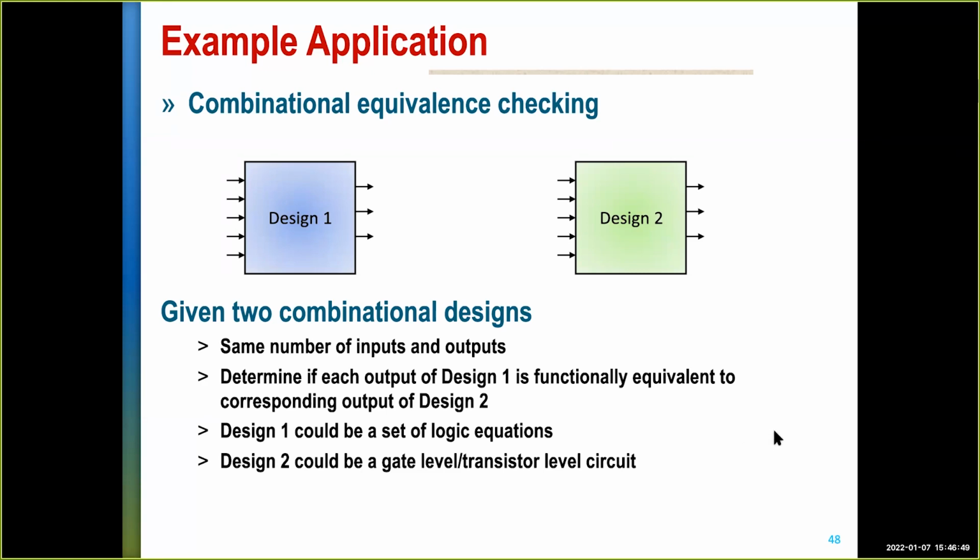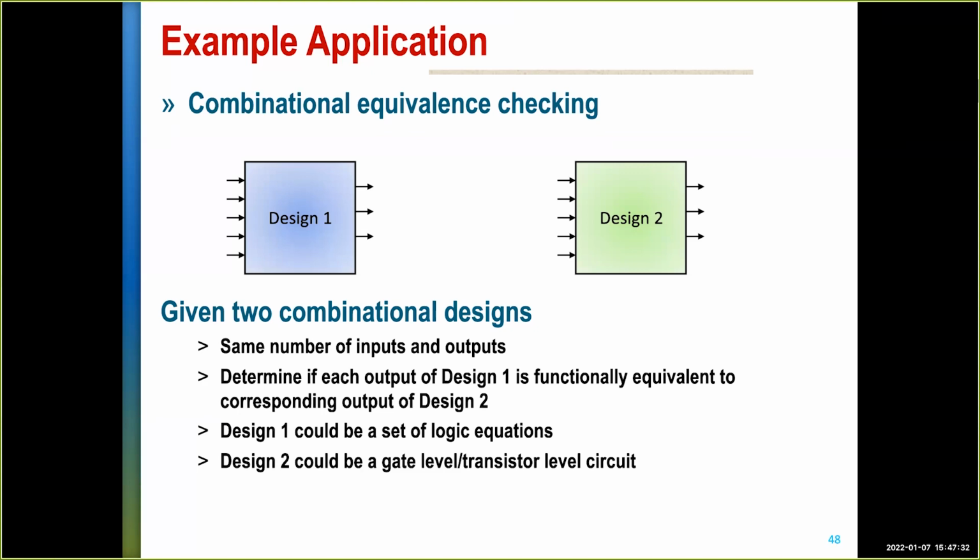So we went through this quick introduction to ROBDDs and AIGs, and now let's try to see some applications, some techniques that we can perhaps use in hardware verification, where whatever we studied earlier can be made use of. So the first problem that we want to look at is called combinational equivalence checking. This is really saying that given two combinational designs, same number of inputs, same number of outputs, determine if each output of design one is functionally equivalent to the corresponding output of design two.